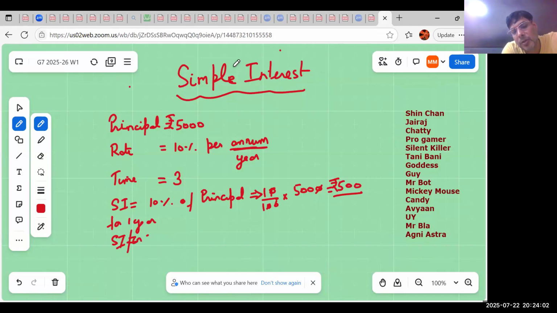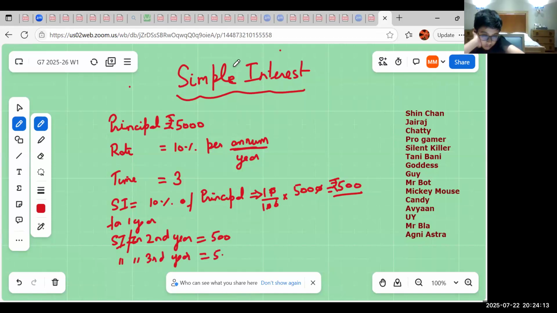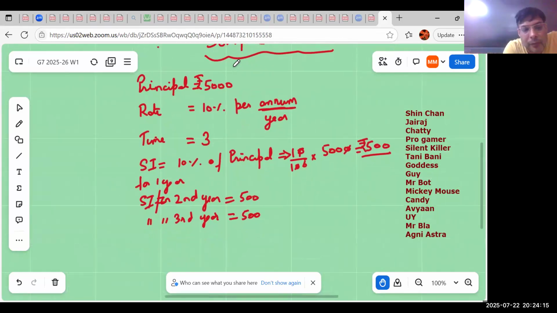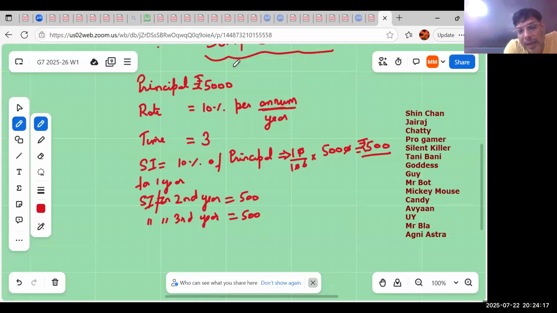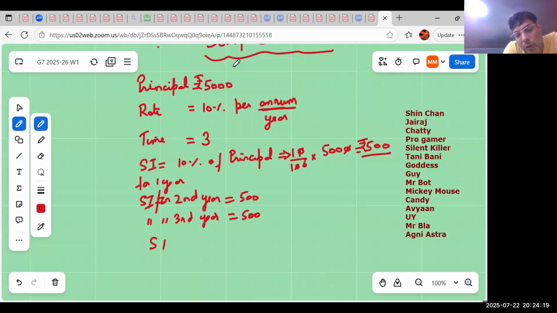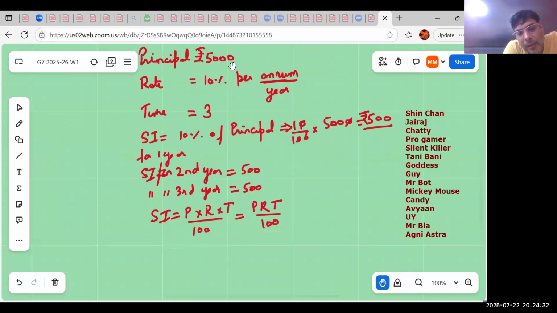What will be the simple interest for the second year? Again 500. What will be the simple interest for the third year? Again 500. There is a formula to calculate the simple interest for 3 years or n number of years. The formula is simple interest equals principal into rate into time upon 100. In short form, PRT upon 100.